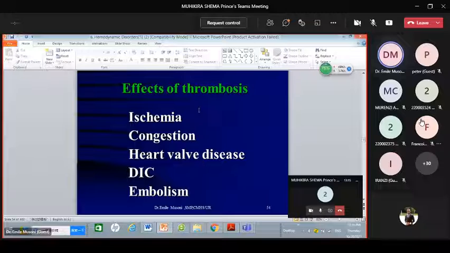The effects of the thrombus can cause ischemia, reduction of the blood in tissue, congestion, that is stagnation of the blood, heart valve disease, DIC, disseminated intravascular coagulation because of that disturbance in the blood clotting, and embolism, that is the migration of that thrombus to another site.